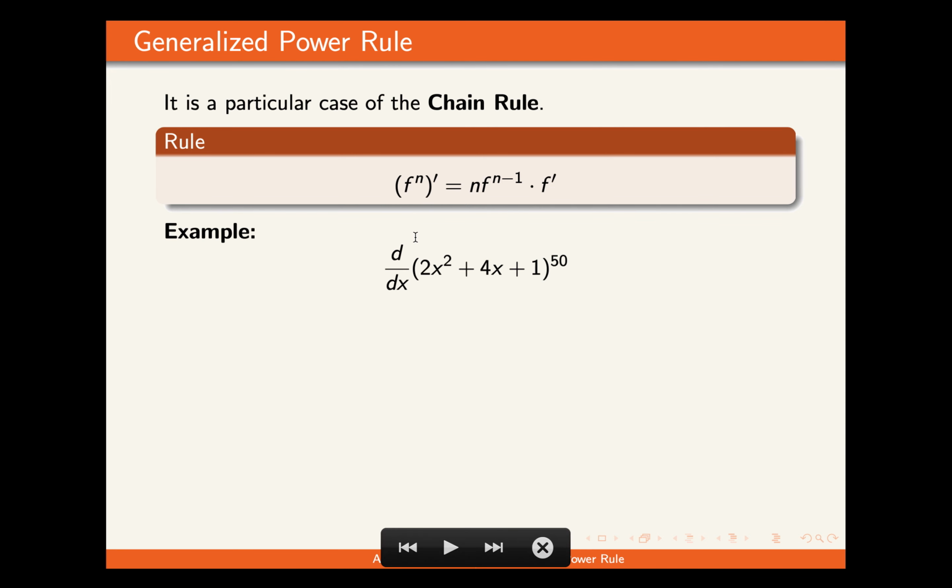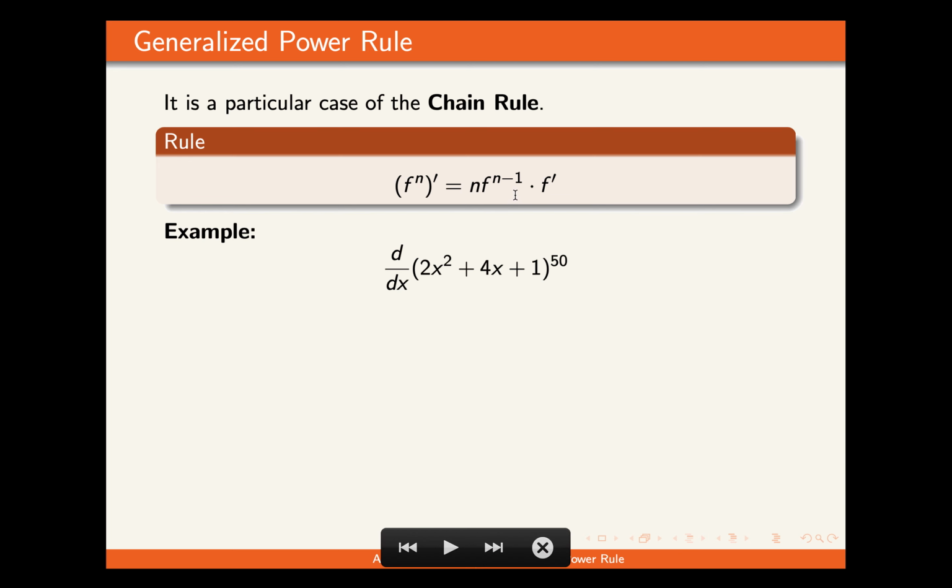So let's say our goal is to find the derivative of 2x squared plus 4x plus 1 raised to the power 50. So if you compare with this rule, you can see here is a function on the base, which is 2x squared plus 4x plus 1, and everything raised to the power 50. So we have some type of situation like a function raised to the power something. So we can clearly use the generalized power rule.